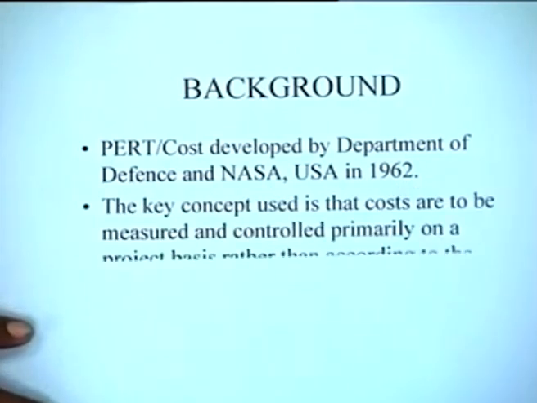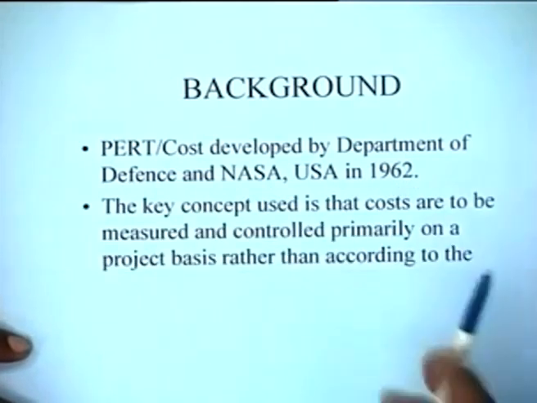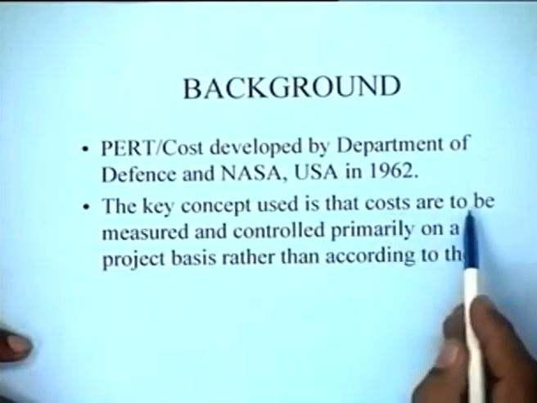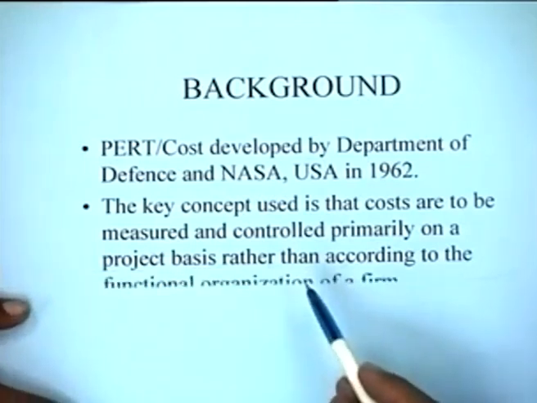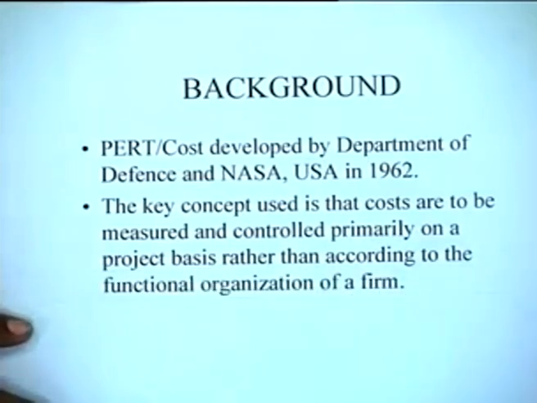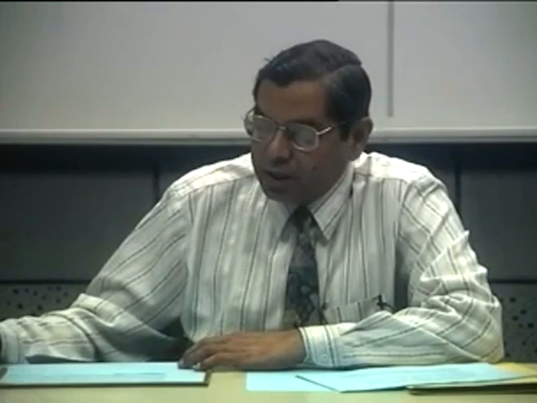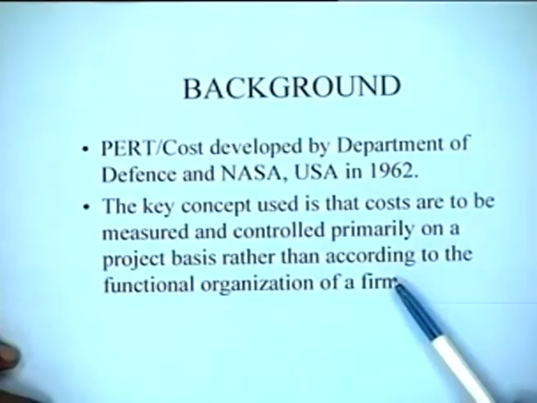The basic idea here is that the costs are to be measured and controlled primarily on a project basis rather than according to the functional organization of the firm. That is one of the key concepts in PERT cost. It makes a departure from conventional cost accounting systems, and the departure is primarily in terms of how the costing is to be done, rather than doing the costing on the basis of the functional organization of a firm as it is done conventionally.